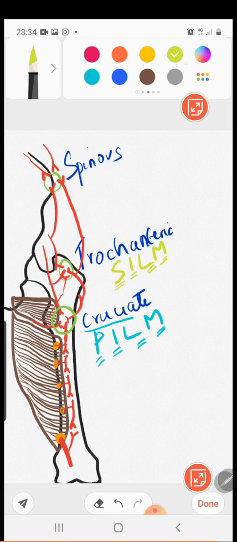Spinous anastomosis. Yes, spinous anastomosis, how to remember that? What are the branches here? Superficial circumflex iliac, deep circumflex iliac, lateral circumflex femoral, and then superior gluteal. Sakshi Dhoni looks smart. Okay, got it?